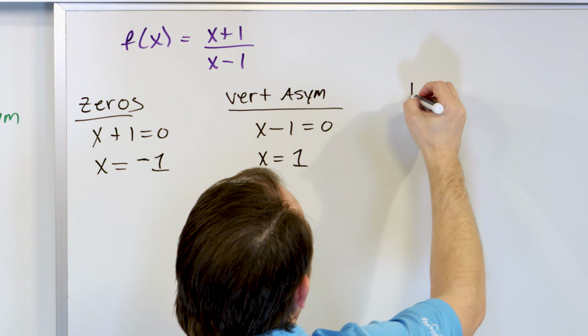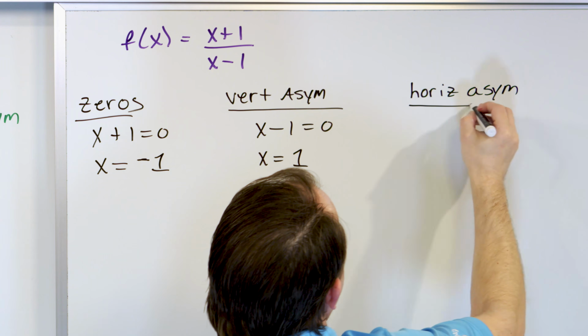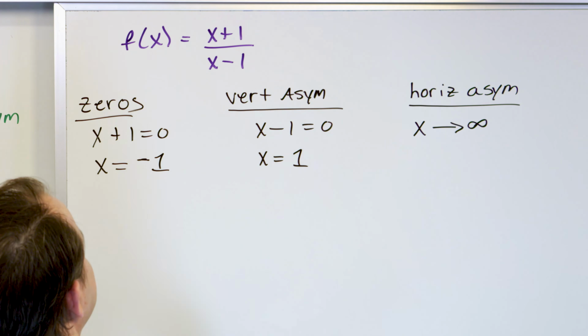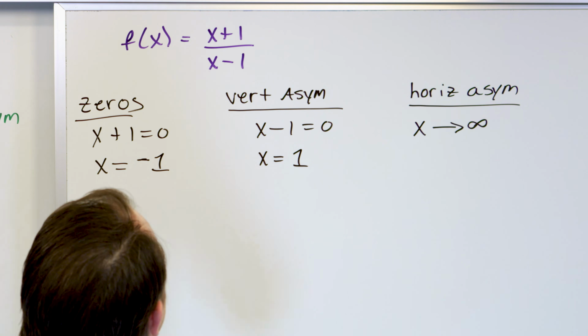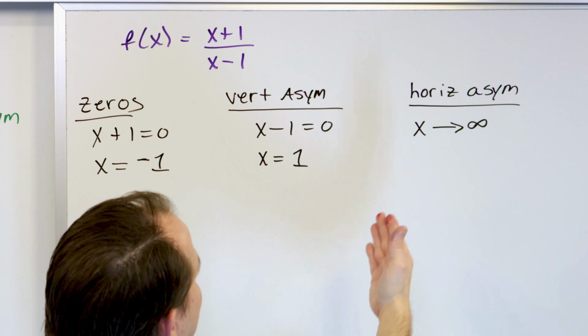And then for the horizontal asymptote, we have to do a little thought experiment. We say, what happens as x goes to positive infinity? What happens to this thing? What does the function behave to be? Well, you can think of this a number of ways, right? It's x plus 1 over x minus 1, numerator and denominator. So you've got to think of a really, really big number.